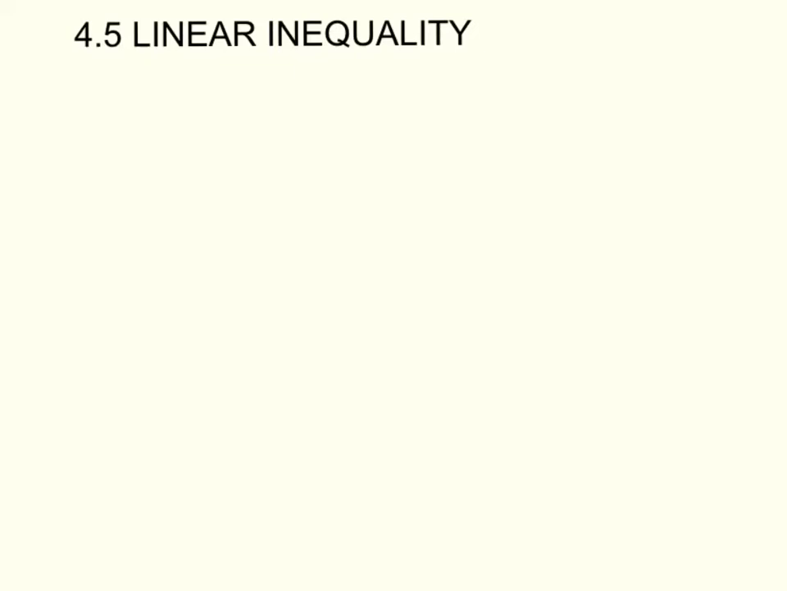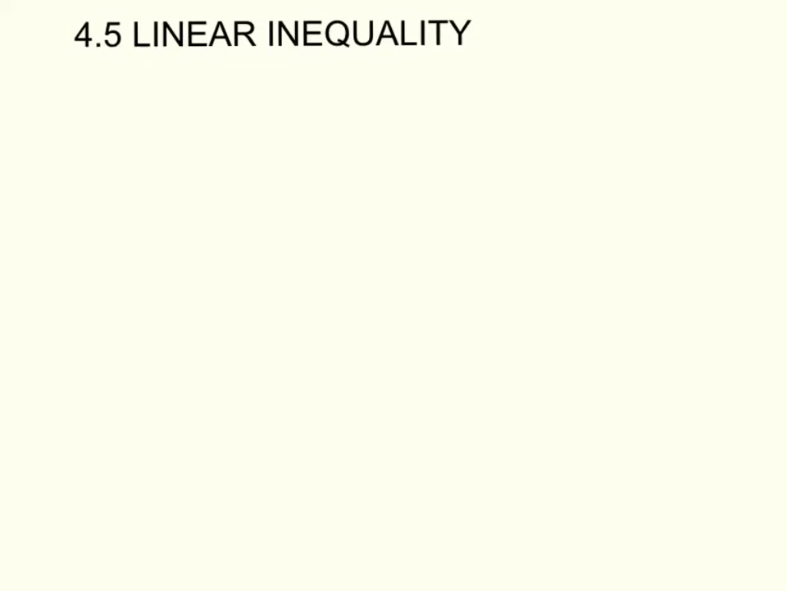So we're going to start with the gray box on page 263. It says that a linear inequality in two variables, such as y is greater than x minus 3, can be formed by replacing the equal sign in a linear equation with an inequality symbol. A solution of an inequality in two variables is an ordered pair that makes the inequality true. So any ordered pair that we plug in that makes the inequality true is the solution.